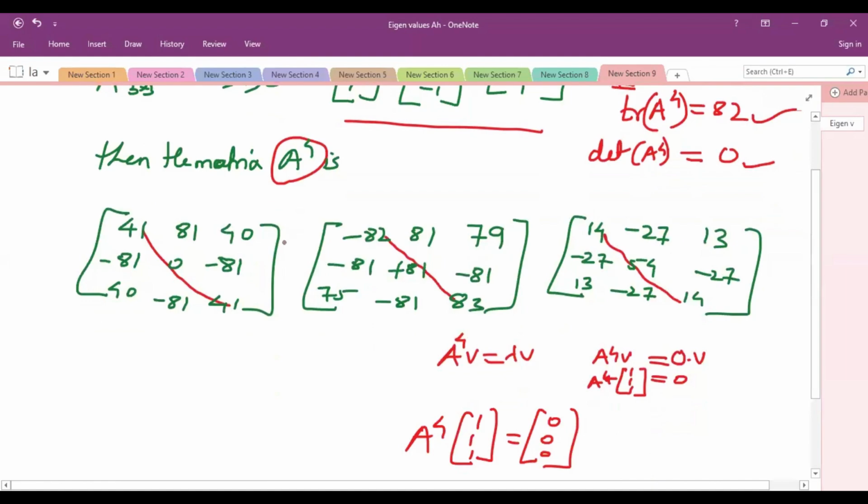So let's use this information. Let us multiply this matrix with the eigenvector 1, 1, 1. It is simply this row getting multiplied with the column, and since all of them are 1, we just have to add them, like 41 plus 81 plus 40. So is this giving us a null vector, a 0 vector?